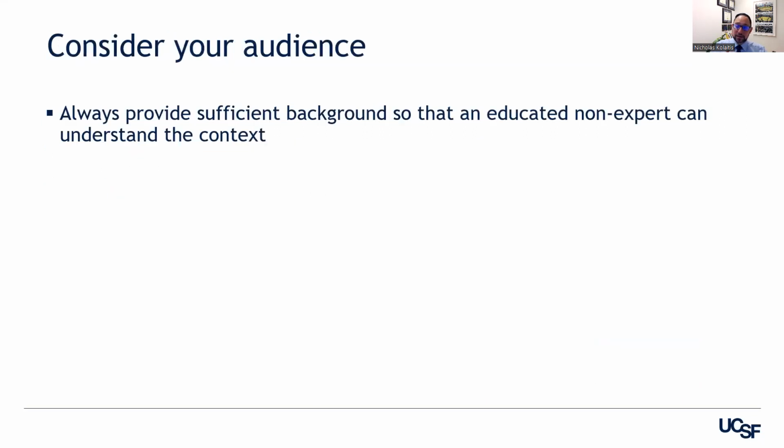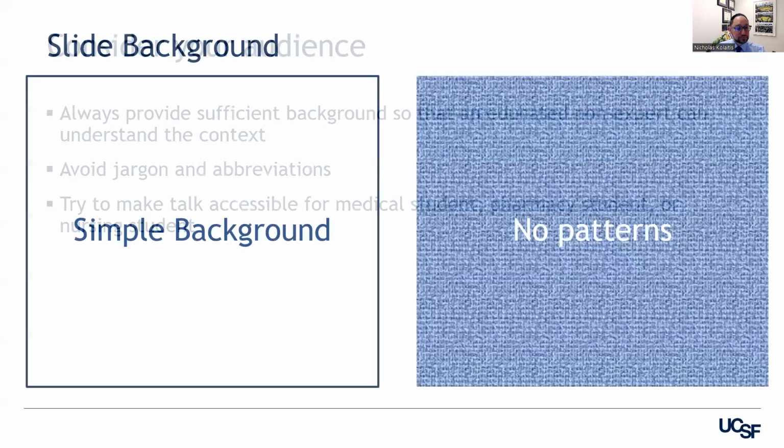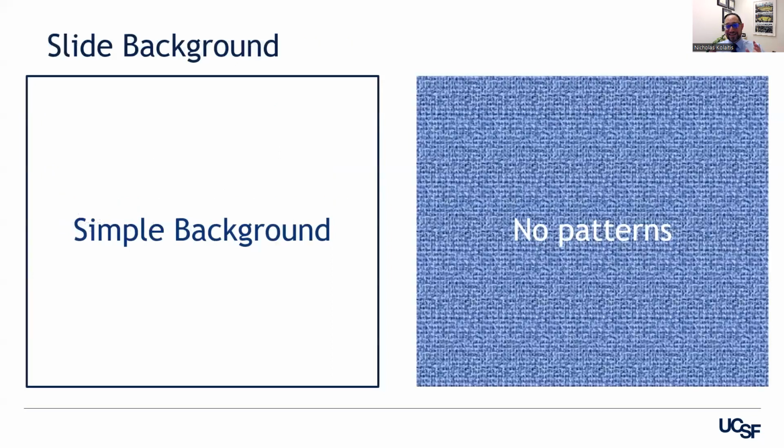When giving a talk, especially at a venue like ISHLT, I always think about considering my audience. You need to provide sufficient background so that an educated non-expert can understand the context. Typically avoid jargon and abbreviations, and try to make the talk accessible for somebody with medical knowledge, but not very refined medical knowledge. So try to make the talk accessible for a medical student, a pharmacy student, or a nursing student.